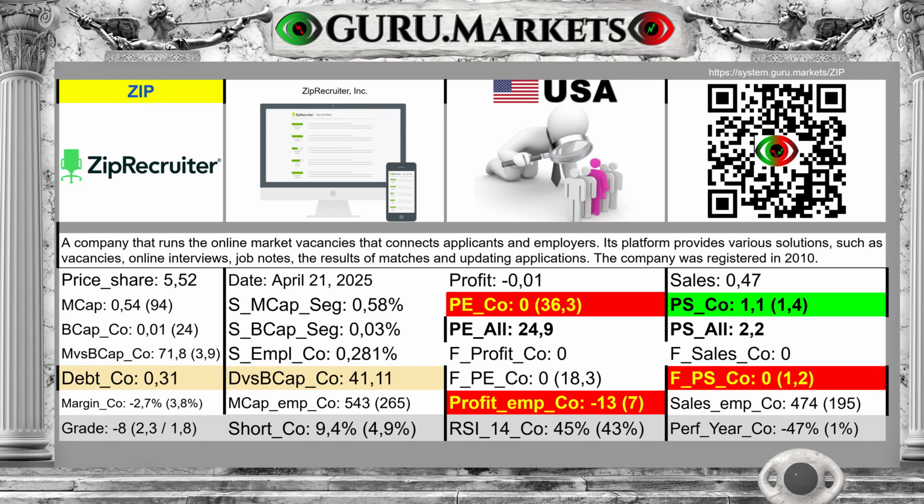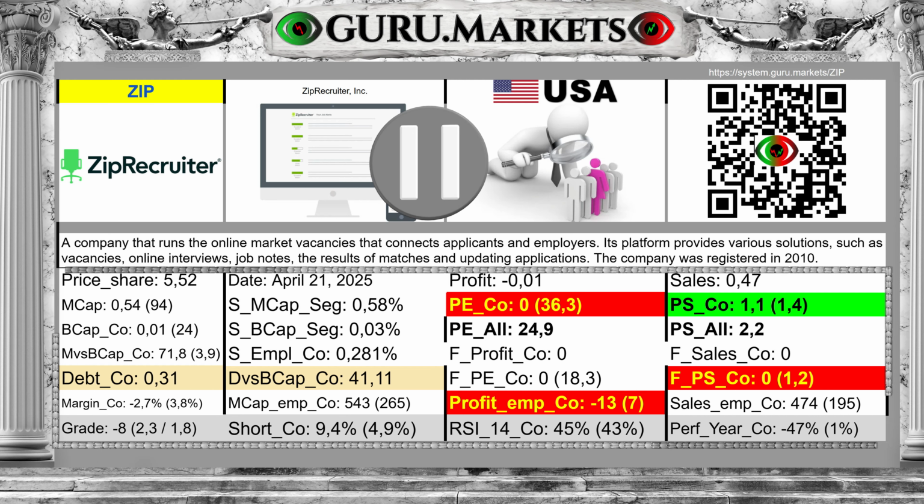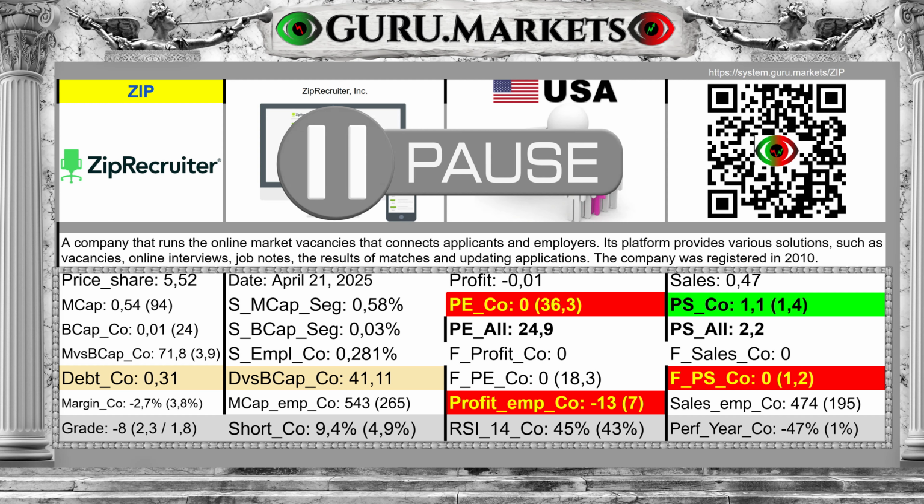We start with summary data about the corporation. We will study each indicator in more detail a little further. If necessary, you can pause the video. You can look at each parameter of the organization under study more carefully.